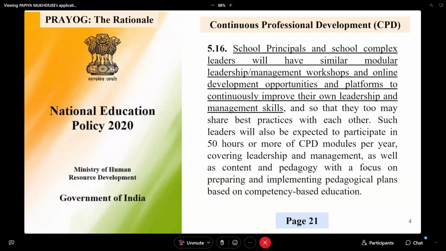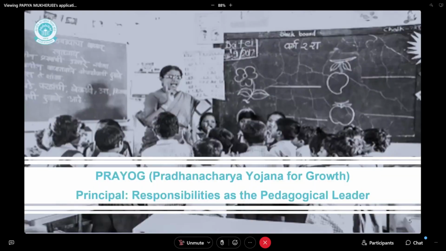Now, it is mandated that school leaders have 50 hours or more of continuous CPD, not only on management and leadership, but also on content and pedagogy, so that we are well prepared for implementing pedagogical plans based on competency-based education. The first module will discuss principals, who are the leaders of learning, and the responsibilities of a principal as a pedagogical leader.